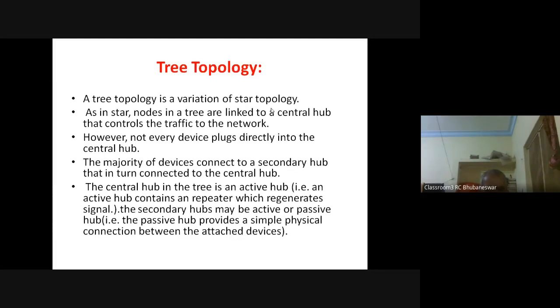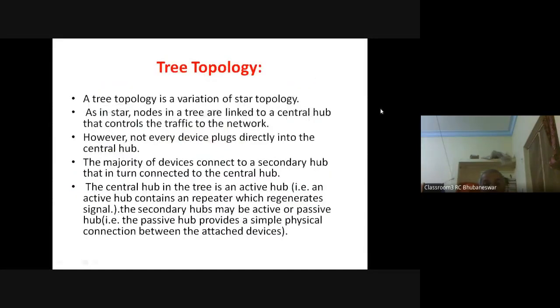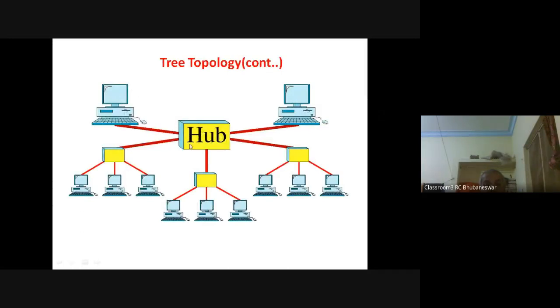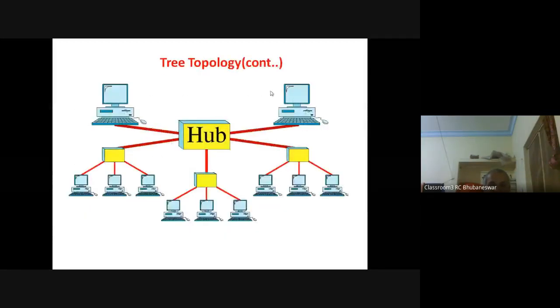Actually in star topology में क्या होता था? Each node is directly connected with a hub. But in this case, however, not every device plugs in directly into a central hub. Every device directly connected central hub के साथ नहीं, एक sub hub के साथ it may be connected. मतलब ये central hub है, ये central hub के साथ another hub is connected. From this hub there are 3 devices. From this hub another 3 devices connected. मतलब it is the variation of the star topology. The secondary hub. So primary hub मतलब main को ये secondary hub.